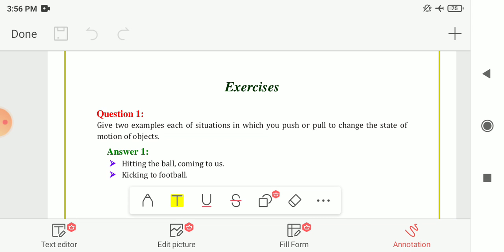Then we had seen the different types of force, that is, the force can be of two types, contact force and non-contact force. First we had seen about contact force. Contact force is that force which comes into action only when two objects are in direct physical contact with each other. For example, muscular force, frictional force and mechanical force.